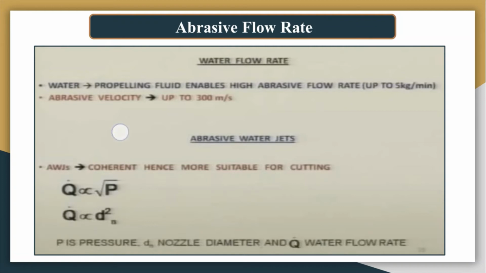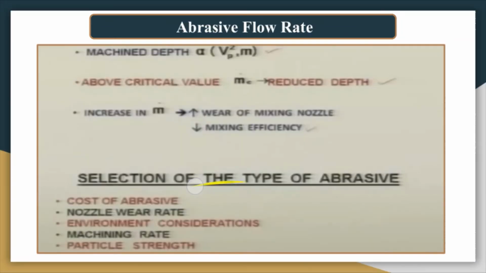Now you can see here, the water flow rate is directly proportional to the square root of the pressure, and it is directly proportional to the square of the diameter of the nozzle, that is dn square. Now the machining depth is proportional to the velocity of abrasive particles as well as the mass flow rate of the abrasive particles, that you can see here.